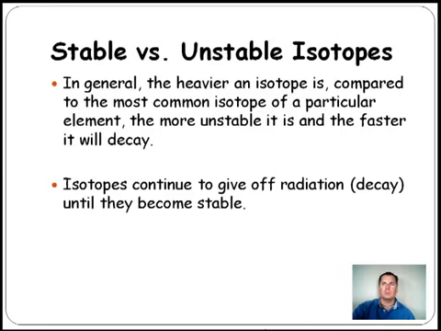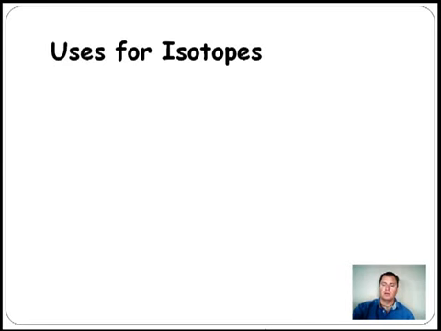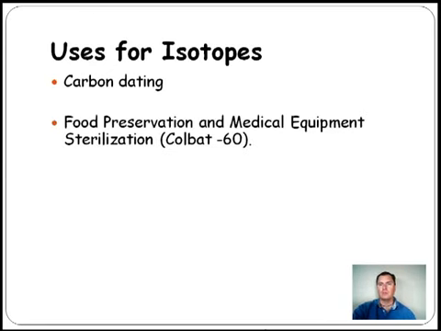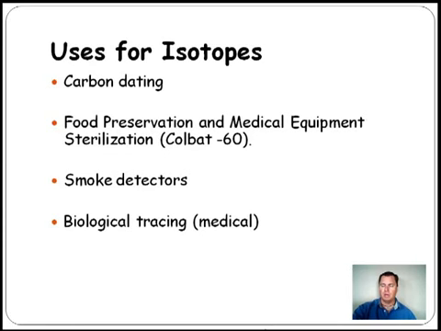Okay, uses for isotopes. Well, we already talked about carbon dating, which is telling how old something is. We can also use it for food preservation or medical equipment sterilization. They use cobalt-60 for that. We can also use it in smoke detectors to help detect smoke. We find it in medical uses in something called biological tracing. They can inject an isotope into your body and follow it through your body to see what's going on, see if there's any blocked arteries or veins. We can also see it in explosion detection. If you've ever gone through one of the puffer machines at an airport when you've flown, those use isotopes.